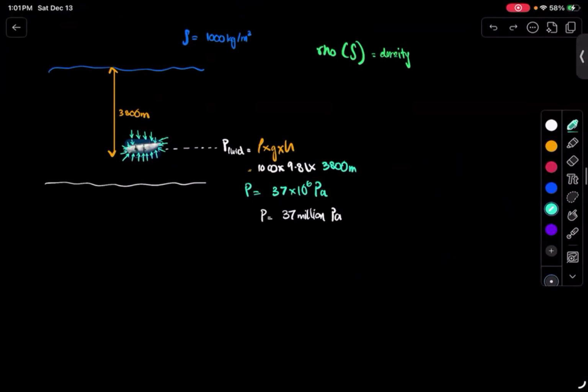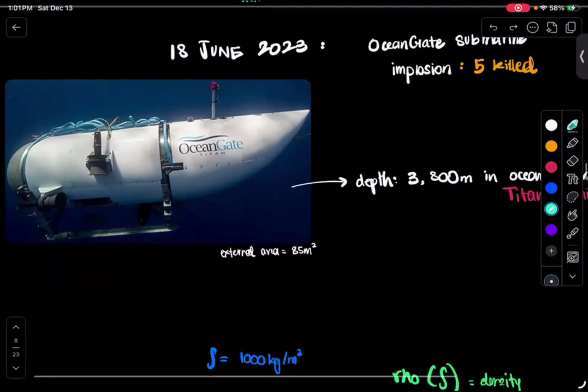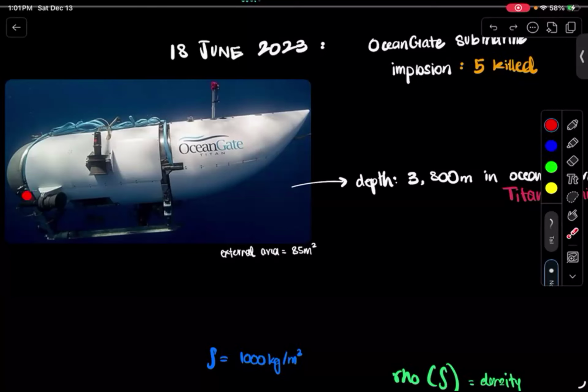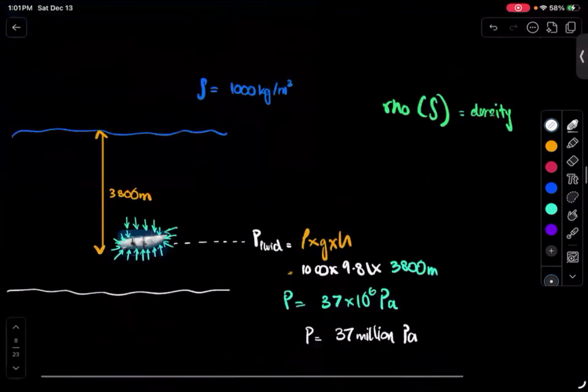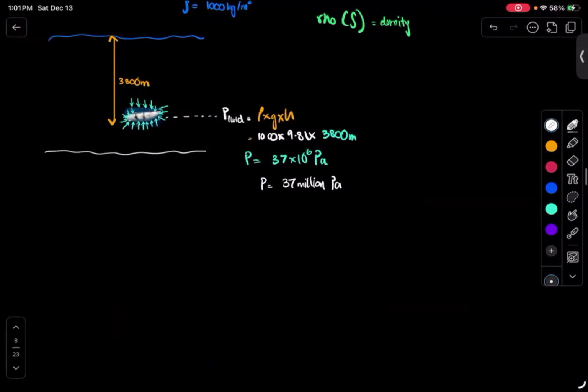Now, if we knew that the external area of the OceanGate submarine was, if you take tiny little patches of area, calculate them and sum them up, it was calculated that the external area of the ship was 85 square meters. Okay. Can we calculate how much force there was on them?